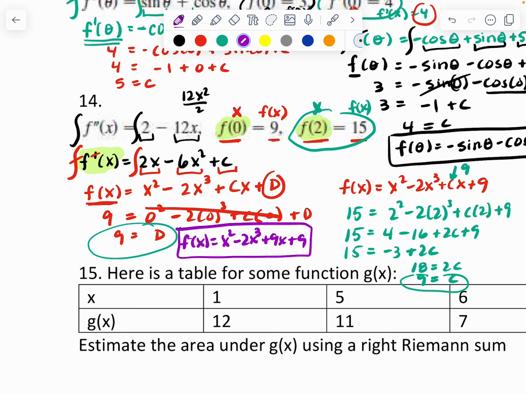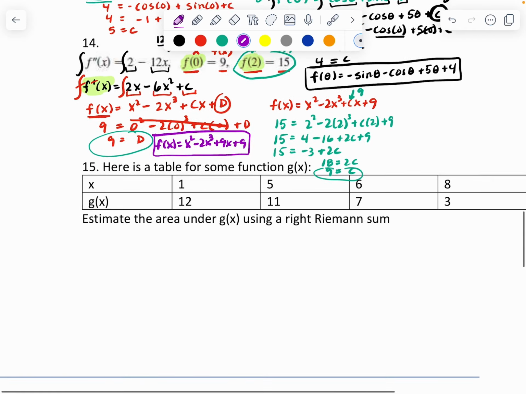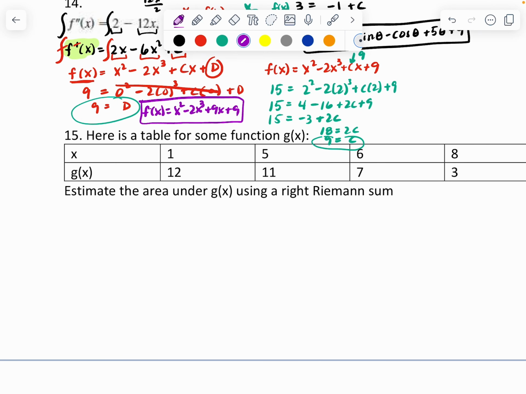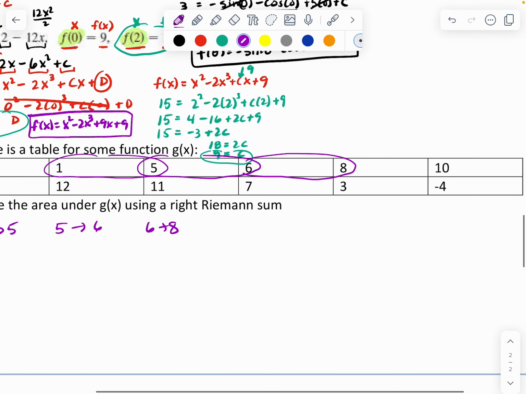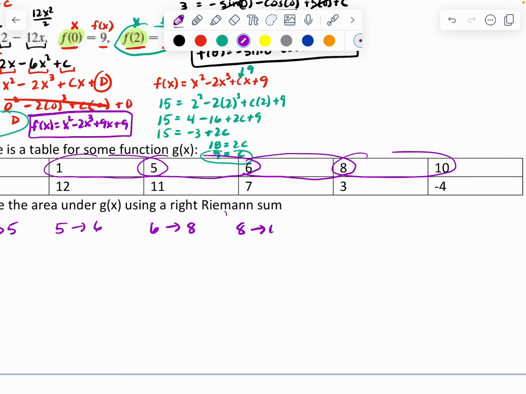Okay? And the last little fun one here, write Riemann sum with tables. So what are my intervals? My first interval is 1 to 5. Then I've got 5 to 6. Then I've got 6 to 8. Is there another one? Oh, there is. Look at that. And 8 to 10. Okay, I can't write like this anymore. Let's try this again. 6 to 8. And then 8 to 10.